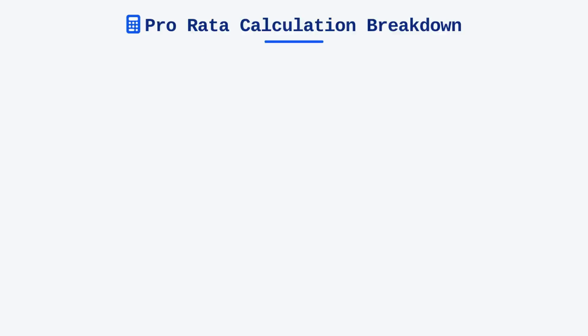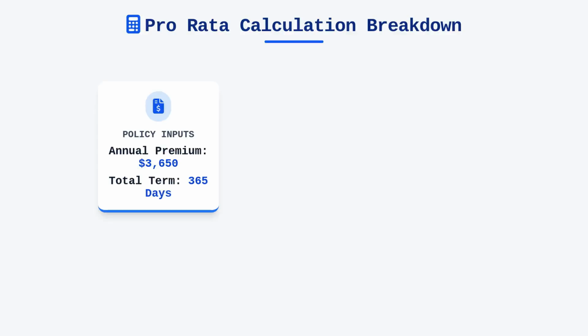To understand the financial implications of a pro rata calculation, it is helpful to look at a concrete technical breakdown of the math. Consider a commercial property policy written for a standard one-year term of 365 days with a total annual premium of $3,650. If the insurance company cancels this policy midterm after exactly 100 days of coverage have elapsed, the calculation requires dividing the remaining 265 unexpired days by the total term length.